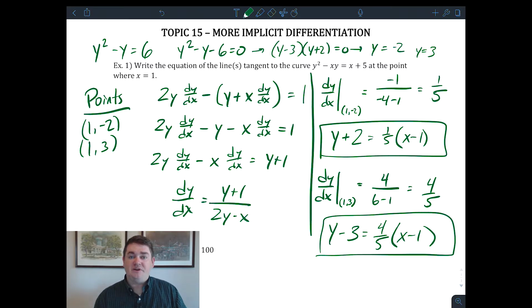So be aware, when you're finding the equation of a tangent line, but it's an implicit equation, you might have 2 points, which means you might have 2 lines. So be on the lookout for that.